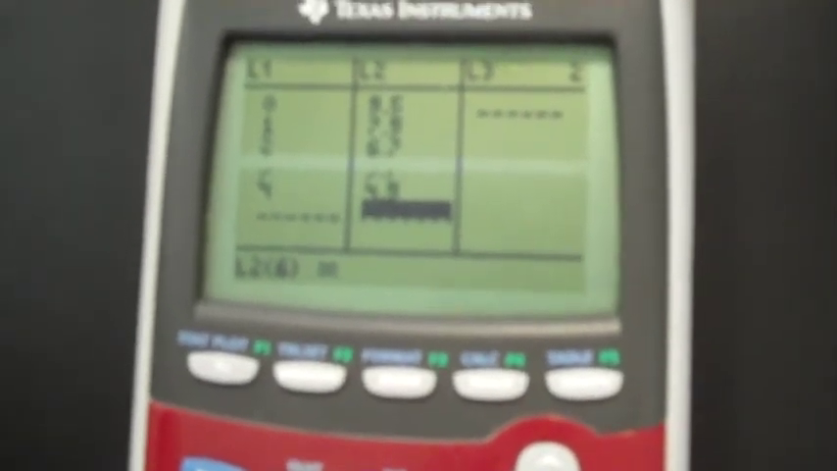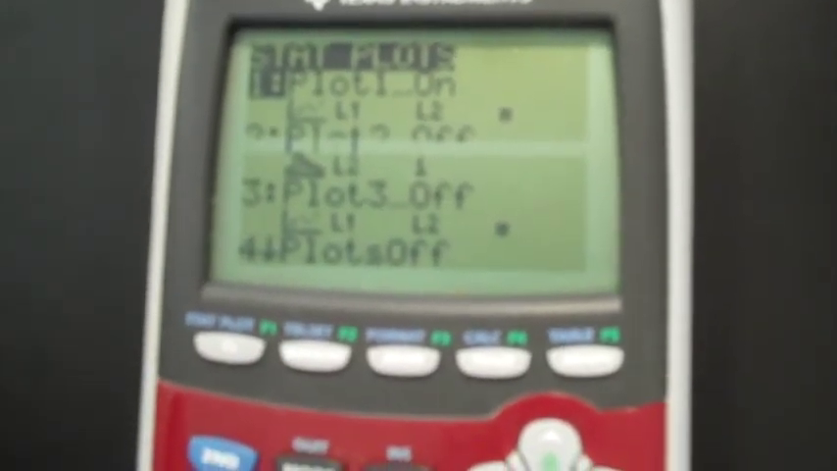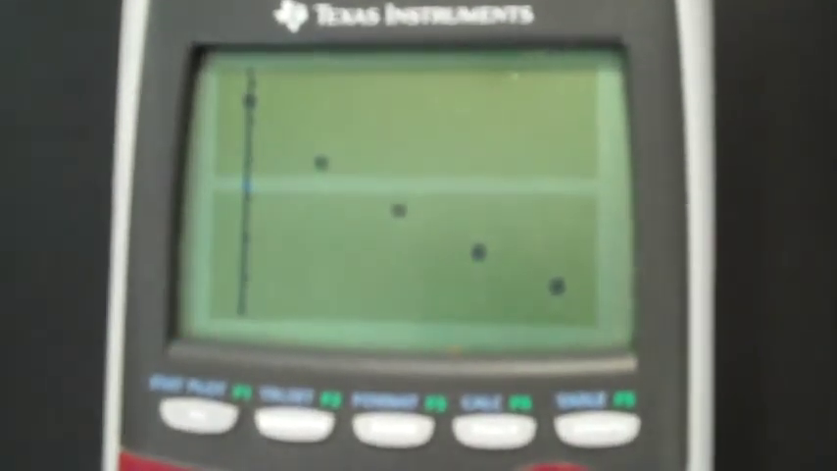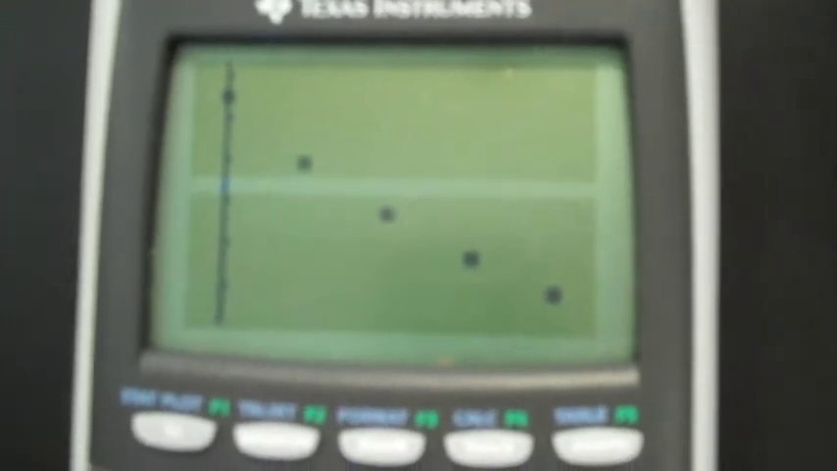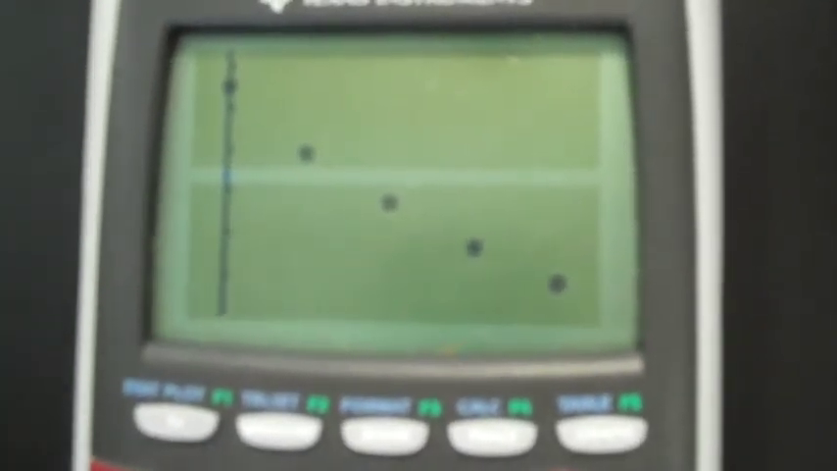Let's look at this data graphically. So, if I turn on a plot of L1 and L2 and look at the data, you see the data points, they do not look linear. And we always like to see a linear relationship.